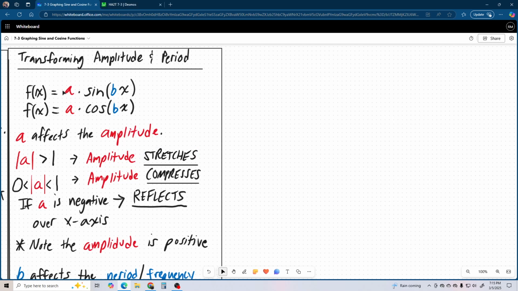So A, this number here out in front, so A times the function, right? A affects the amplitude. And of course, the amplitude is how high and how low it goes. If the amplitude is 2, it's going to go twice as high and twice as low, right? In other words, the amplitude will spike at 2, and it'll go all the way down to negative 2, right? So the absolute value of A is greater than 1. The amplitude stretches. So let's look at that, okay?